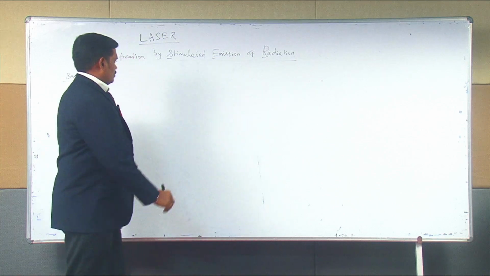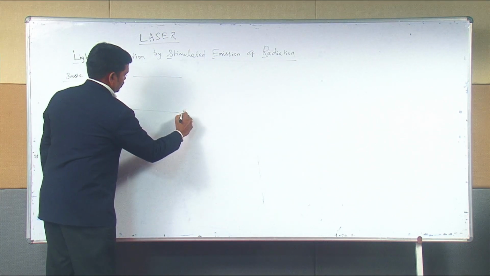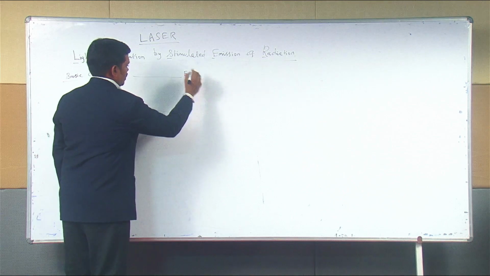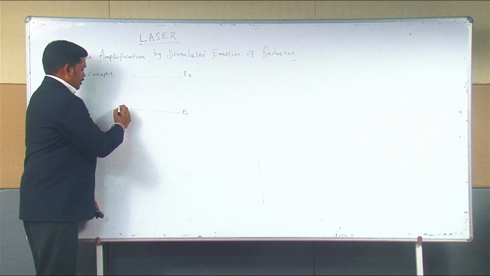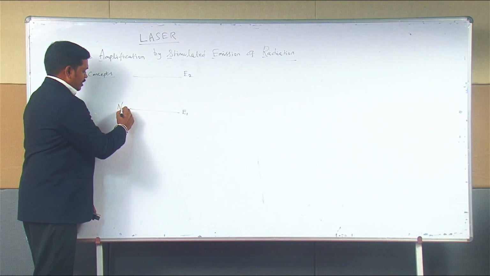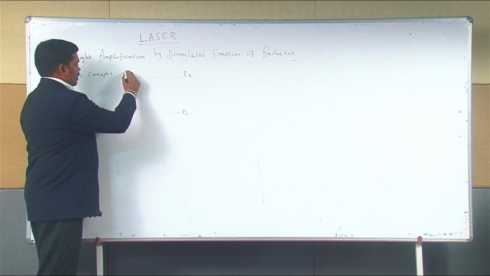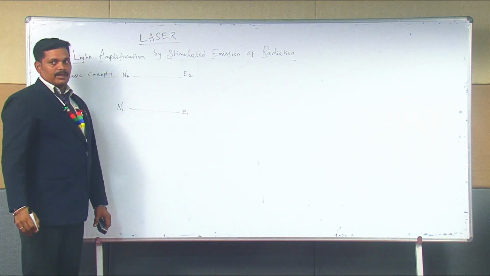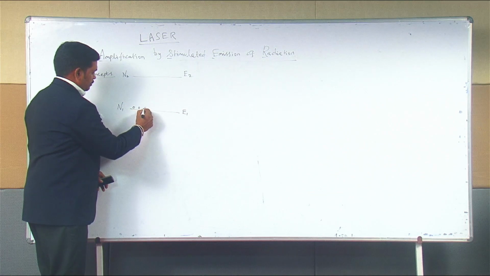For that, there are two energy levels. One is the ground state, another one is the excited state. Normally, the number of atoms present in the ground state is denoted by N1, and in the excited state it is denoted by N2. Here, there will be a number of atoms.